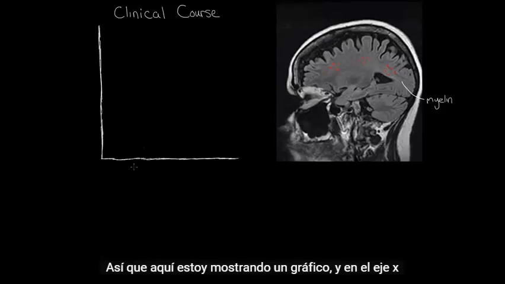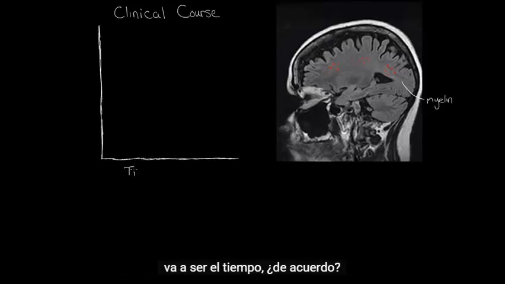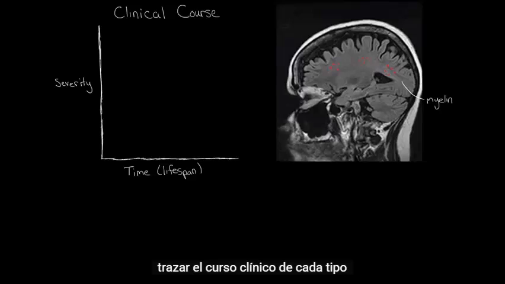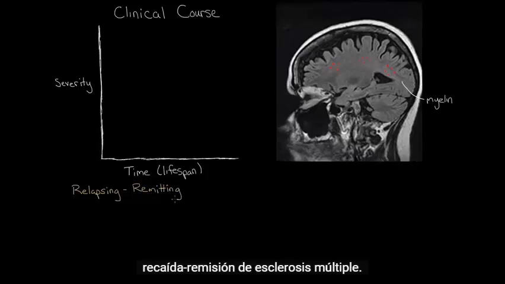So here I'm showing a graph, and on the x-axis is going to be time, right? And this will be over the course of the entire person's lifespan. And on the y-axis, we're just going to be looking at the severity of the disease. So what we're going to do is trace the clinical course of each type of multiple sclerosis using this graph. So the first type of multiple sclerosis that I'm going to talk about is called relapsing, remitting multiple sclerosis.